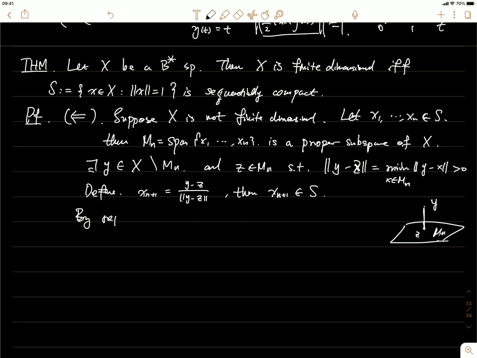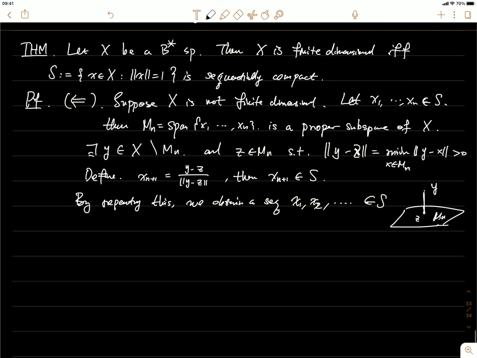By repeating this, we obtain a sequence x1, x2, and so forth. They are all in S. But because S is sequentially compact, I'm supposed to get a convergent subsequence, right? However, when you look at the construction we had earlier, if I get x1, then I do get x2 by doing this procedure, I realize that the distance between x1 and x2 must be greater than or equal to 1.